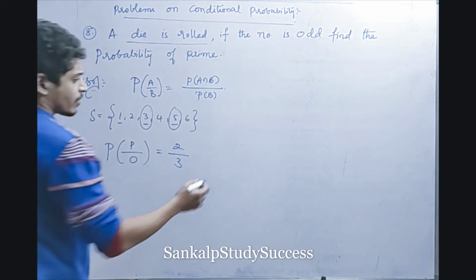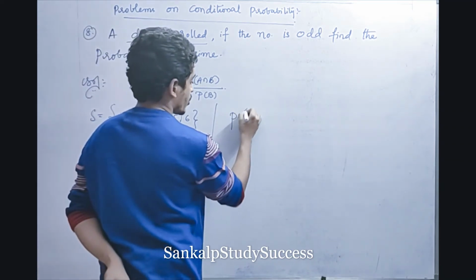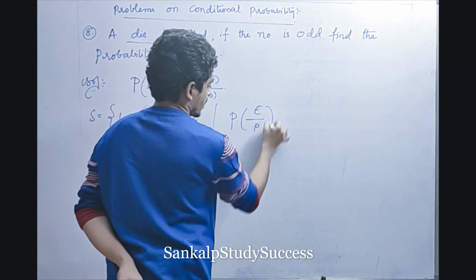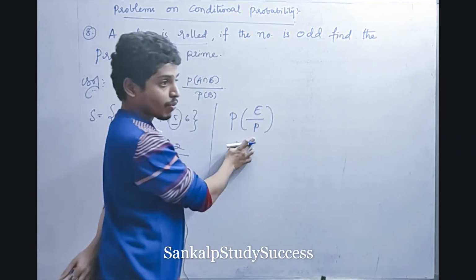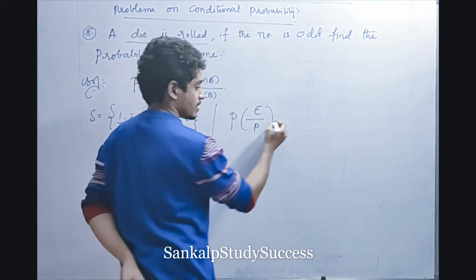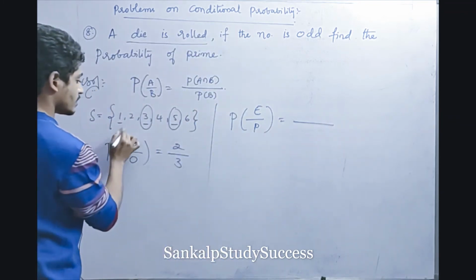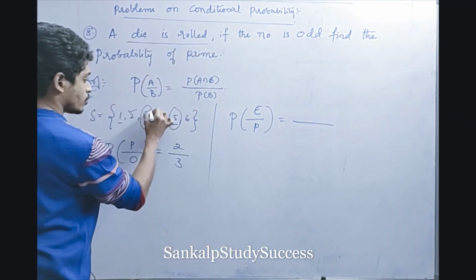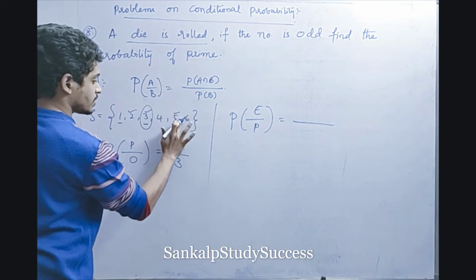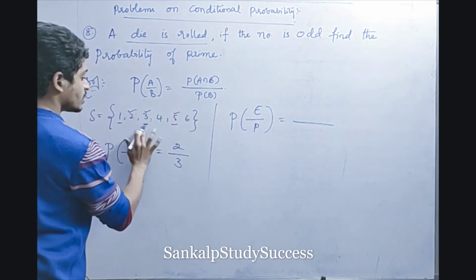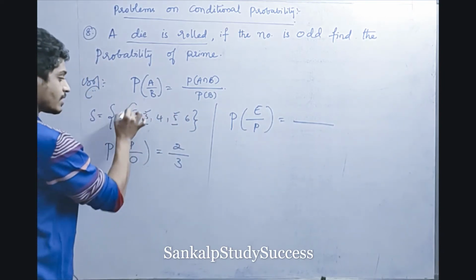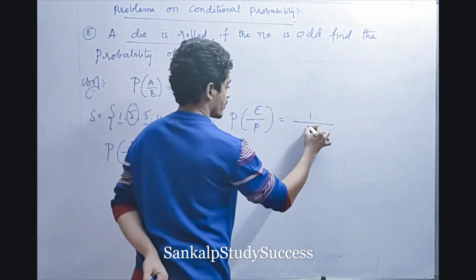He might also ask the probability of even by prime. In the sense, if it is a prime number, what is the chance of getting an even number? How many prime numbers are there here? 1, 2, 3. These 3 are prime numbers. In these 3 prime numbers, how many even numbers are there? Only 1. That is nothing but 1 by 3.